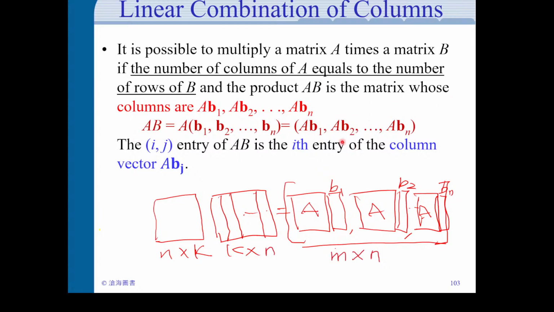In terms of the algebraic expression, each column of AB will be A times a column of B: A times the first column of B, A times the second column of B, etc. And the ijth entry can be seen as the ith entry of the jth column here, which is A times Bj. Okay, so here is something about Ax equal to b.